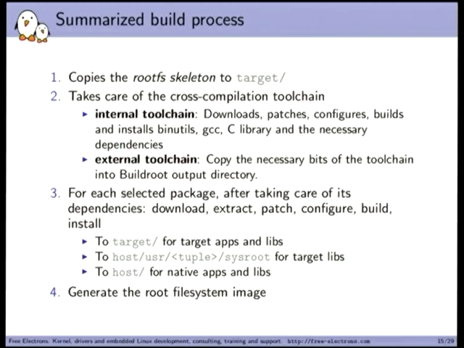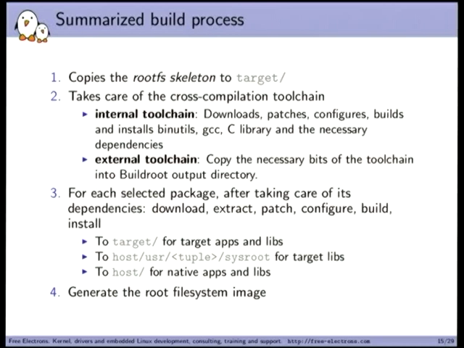Either let Buildroot build your toolchain or use an external toolchain, and in both cases, Buildroot takes care of what's needed to either build it or import the already existing toolchain. And then for each of the selected packages, it's first going to take care of its dependencies, so it does this third step recursively for each of the packages. For each of them, it's going to download the source code and potentially some patches, extract them, apply the patches, configure it, build the components, and install it. And it's going to install it in different locations depending on the specific component you're building.